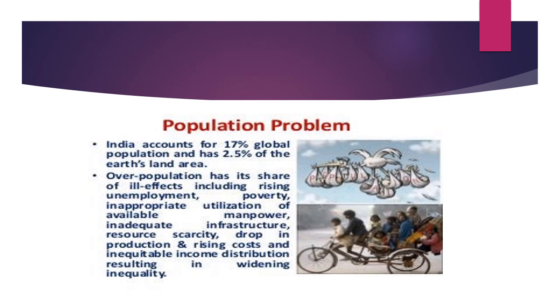Next comes the population problem. Everyone knows India has a fast-growing population. Worldwide, India has the second highest population in the world. 17% of the global population is in India, on 2.5% of the earth's land area.